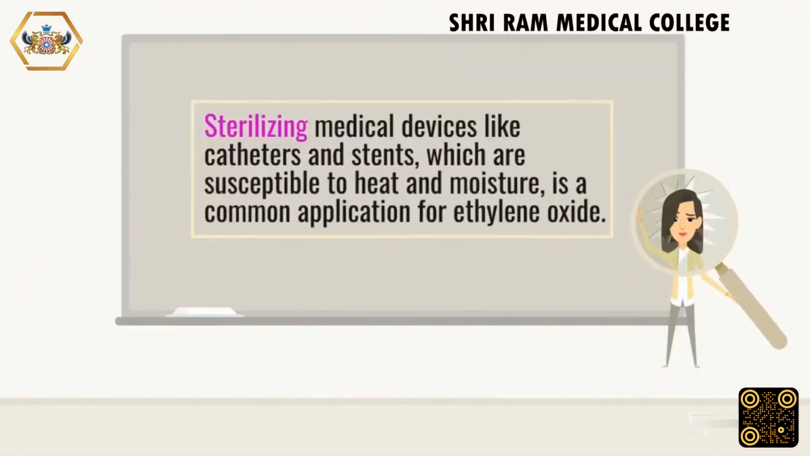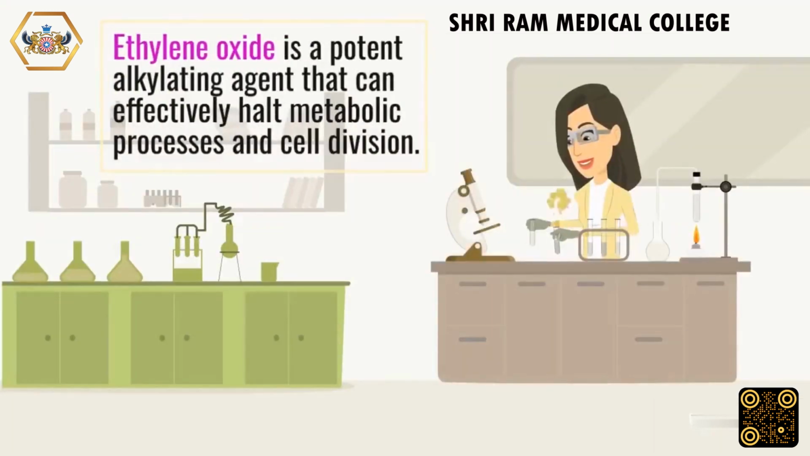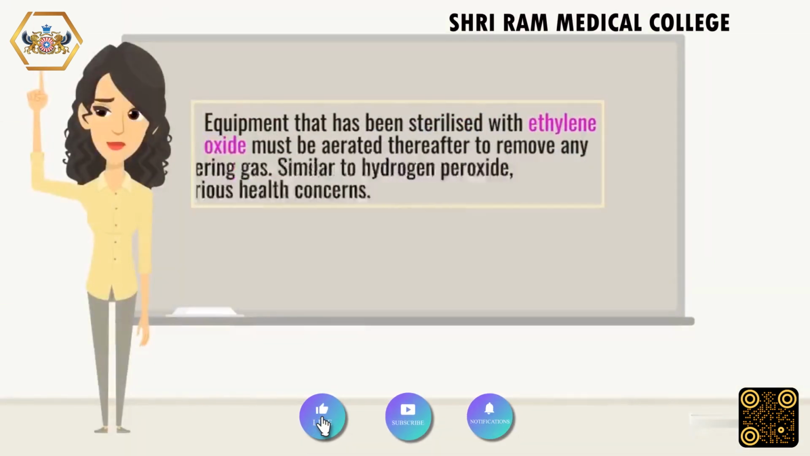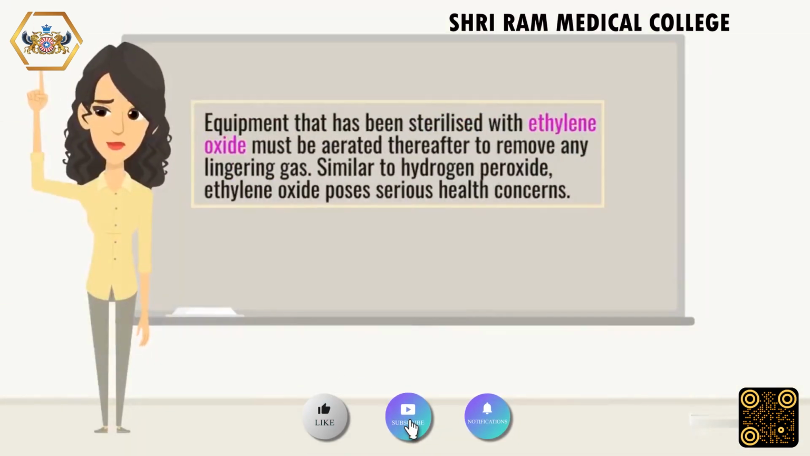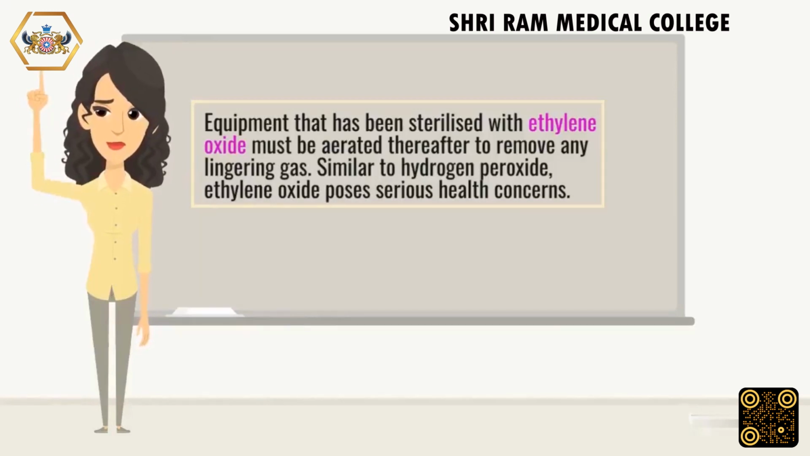Sterilizing medical devices like catheters and stents, which are susceptible to heat and moisture, is a common application for ethylene oxide. Ethylene oxide is a potent alkylating agent that can effectively halt metabolic processes and cell division. Equipment that has been sterilized with ethylene oxide must be aerated thereafter to remove any lingering gas. Similar to hydrogen peroxide, ethylene oxide poses serious health concerns.